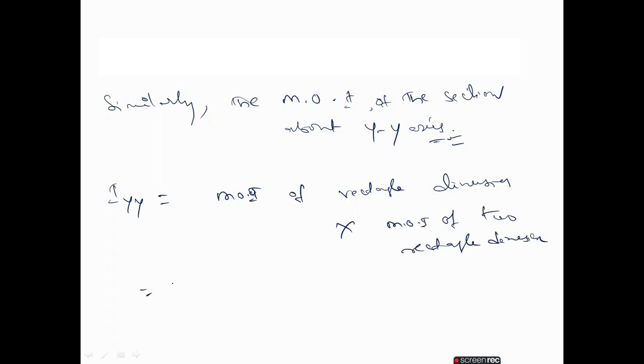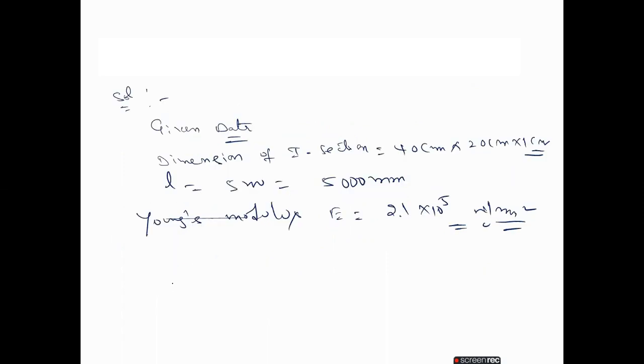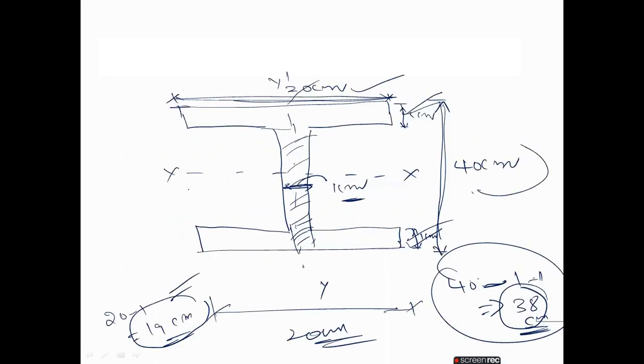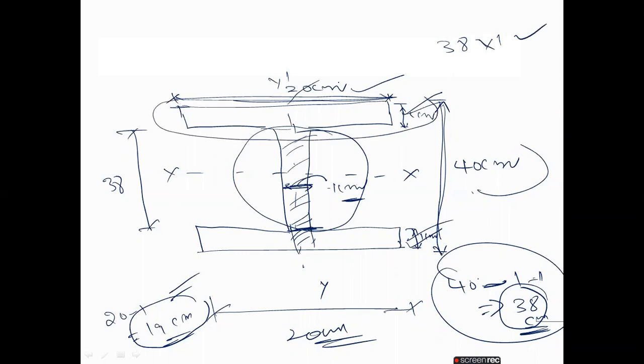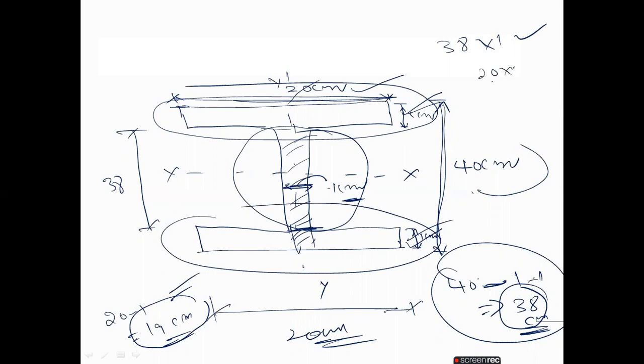What is that? I will tell you now clearly. If you observe these dimensions here, the total is 38. First we have to take this dimension, which is nothing but total 38 by 1. So we have to take the 38 by 1 section, and the flanges, the top flange and the bottom flange, that is nothing but 20 by 1.